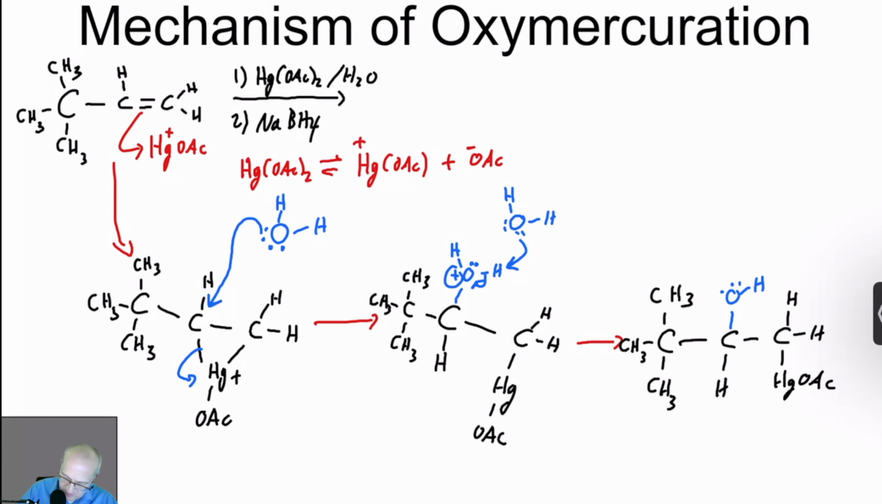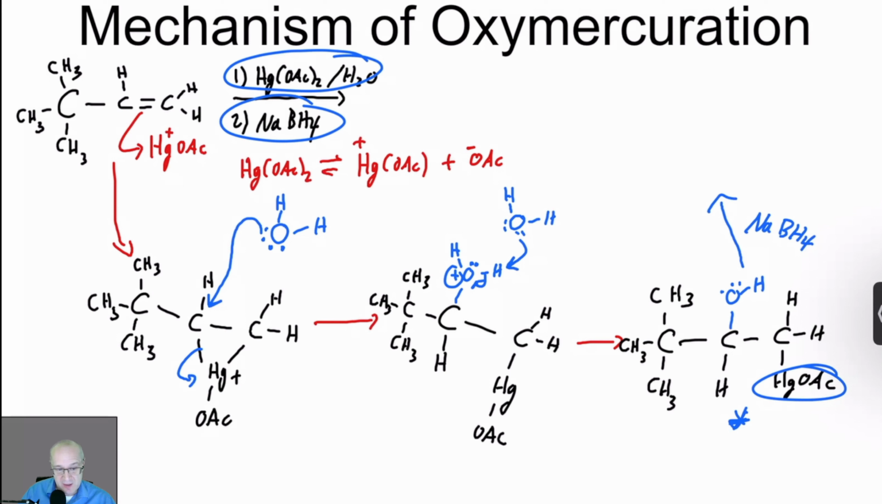All right, so now we have our alcohol, but now we got to get rid of the mercury, and that's where the borohydride comes in. So everything up to here was step 1. Now we're on step 2. This is where step 2 comes in. Let's just put sodium borohydride right here. Sodium borohydride will replace the mercury with a hydrogen. That's what it does. The mechanism is kind of beyond the scope of this lecture or this course. So just remember that the borohydride will replace the mercury with a hydrogen. Just remember that for now.